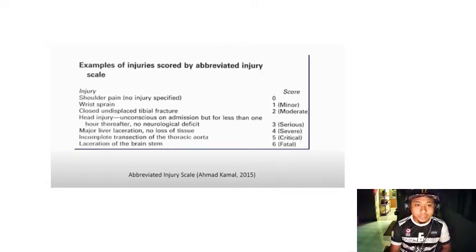Shoulder pain, no injury specific is 0. Wrist sprain is 1 or minor. Closed undisplaced tibial fracture is 2 or moderate. Head injury, unconscious on admission but for less than 1 hour thereafter, no neurological deficit, is 3 or serious. Major liver laceration, no loss of tissue, is 4 or severe. Incomplete transection of the thoracic aorta is 5 or critical, and the last, laceration of the brain stem, is 6 or fatal.